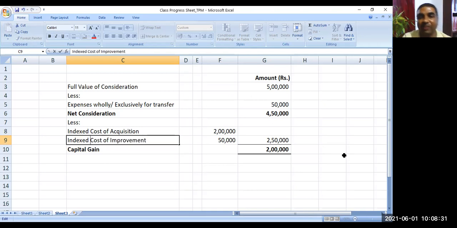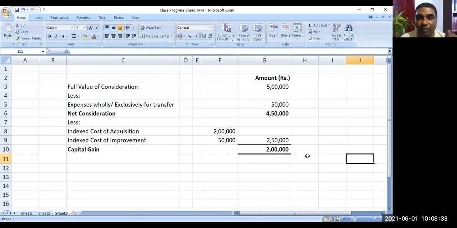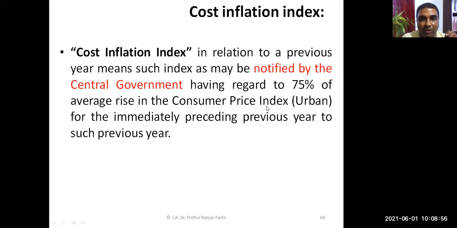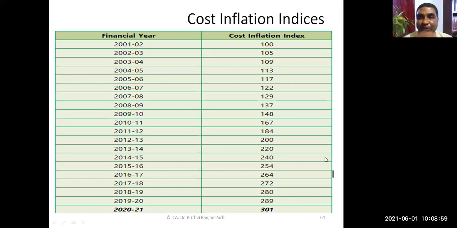Okay. How will indexation be done? We'll be multiplying it with a factor. Okay, how is that to be multiplied? Let me first explain it quickly. But before that, let me show you the index numbers. Just a minute. After that, it will be easy for you. Let me show you a table right now. Are you seeing a table right now?